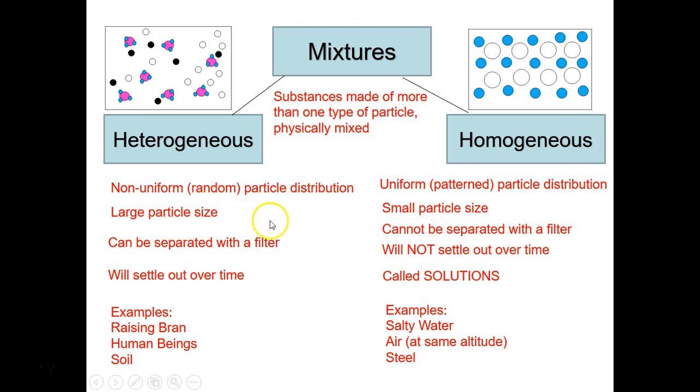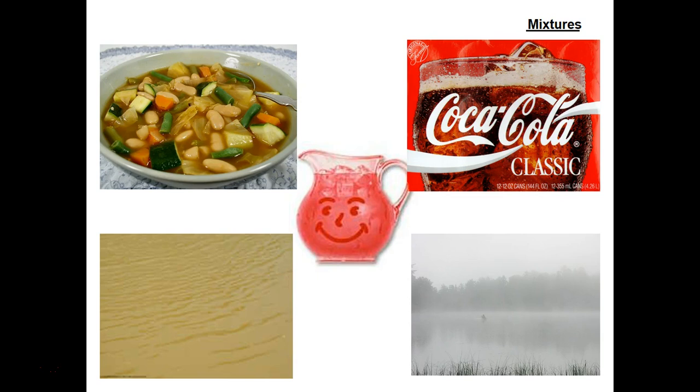Now, these characteristics of these two mixtures can be used to identify them. Right? Just ask yourself, can I separate this mixture with a filter? Are the particles distributed randomly, or is there a pattern that we can see? Will the mixture settle out over time? So here are some mixtures. Take a moment, pause the video, and ask yourself that question for each of these mixtures. Can you filter it? Will it settle out over time? And are the particles arranged randomly or in a patterned way?